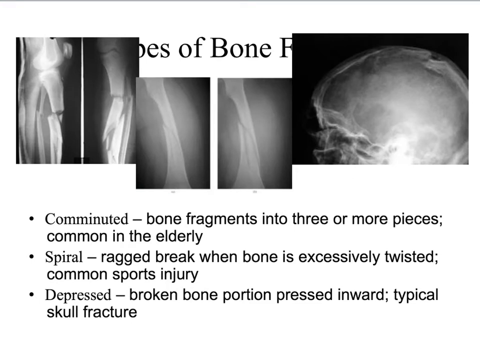Comminuted, the bone fragments into either 3 or more pieces. This is common in the elderly because their bones are so fragile. And that's that first one right there. A spiral, the ragged break when bone is excessively twisted, common in sports injuries. And that's that one right there.